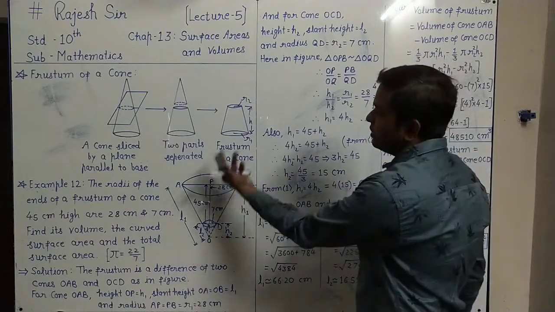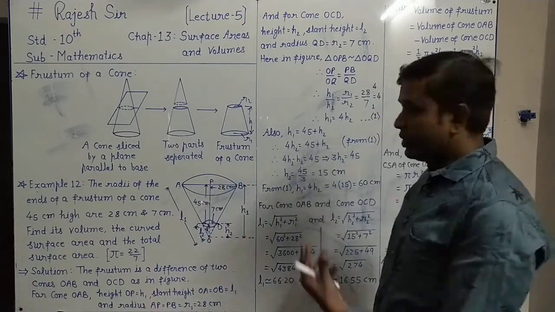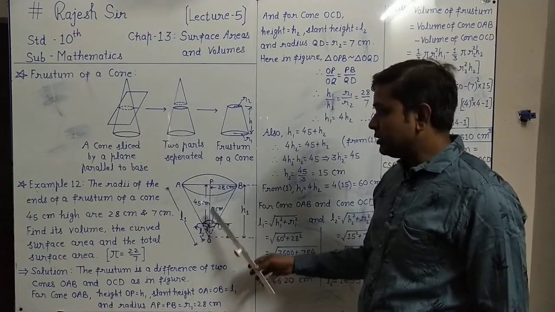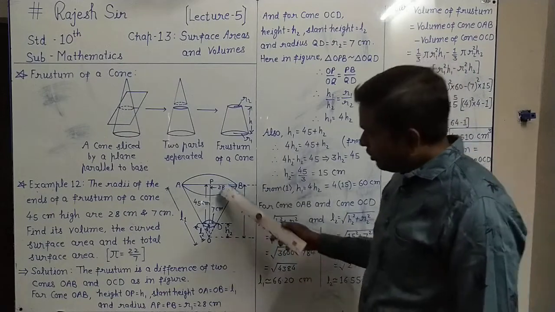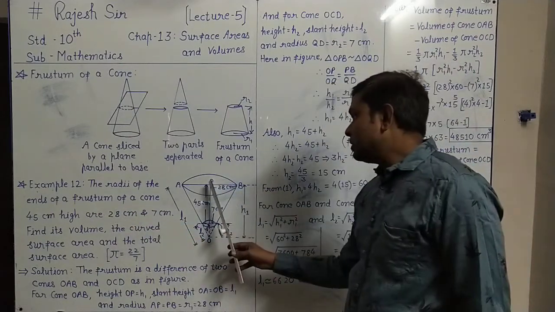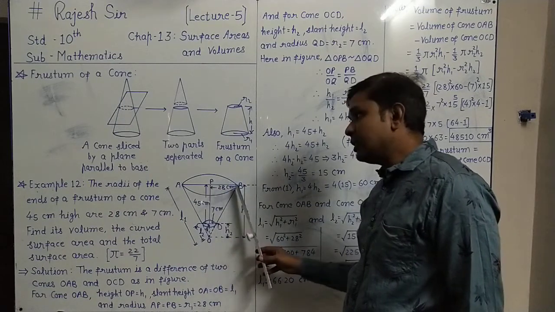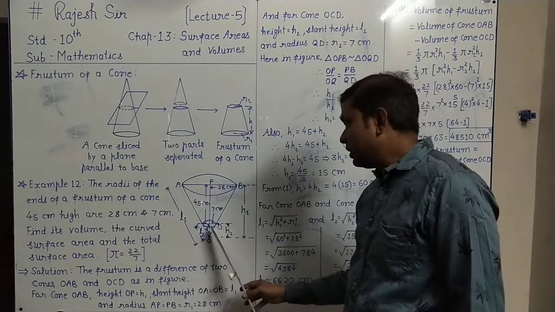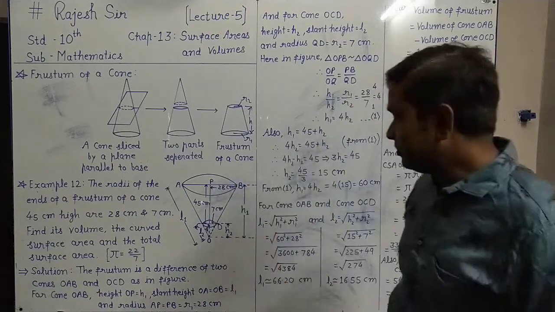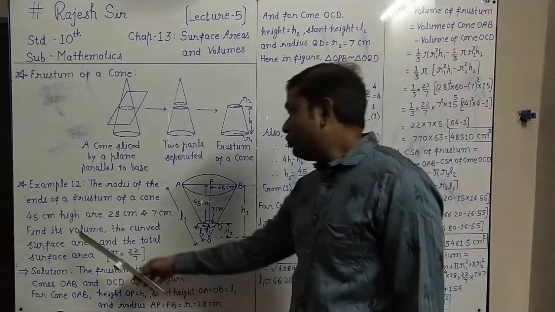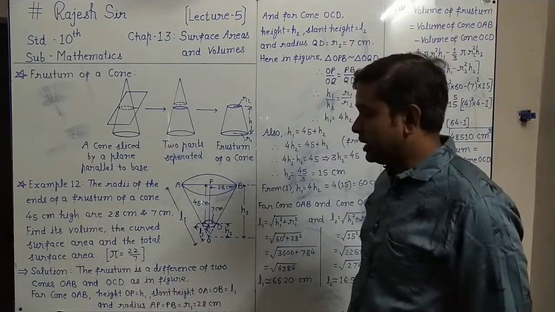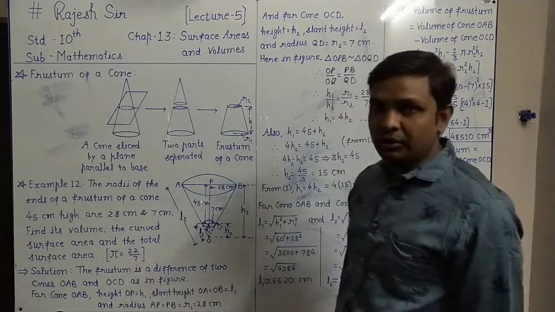This time it is kept straight. So this has the big circle and this has the small circle. This frustum has a height of 45 cm as given in the question. Its big circle's radius is 28 cm, and here we have the small circle, its radius is 7 cm, as shown in the figure. We want to find out the frustum's volume, the curved surface area and the total surface area. We have to take pi equal to 22/7.